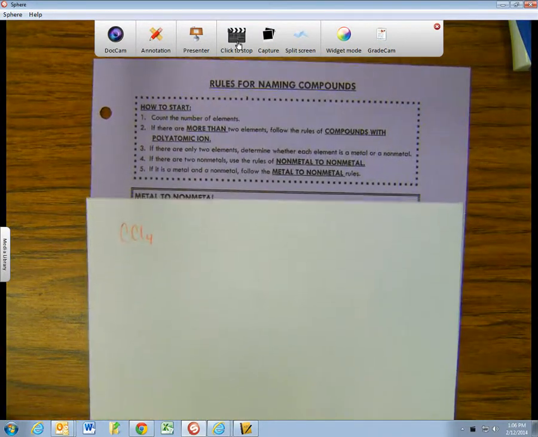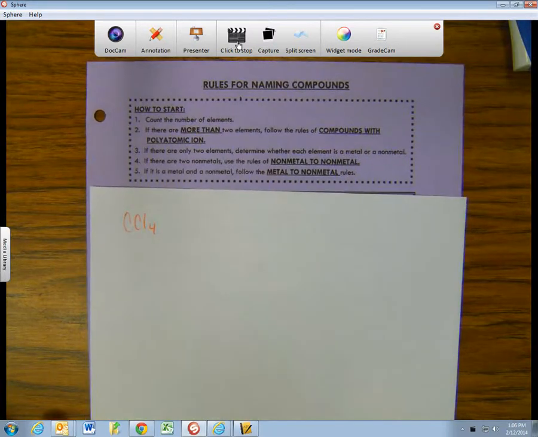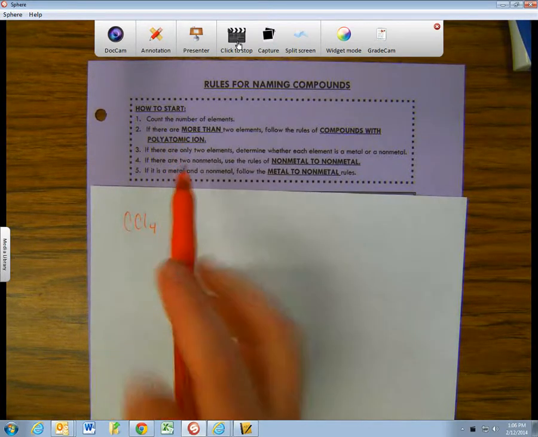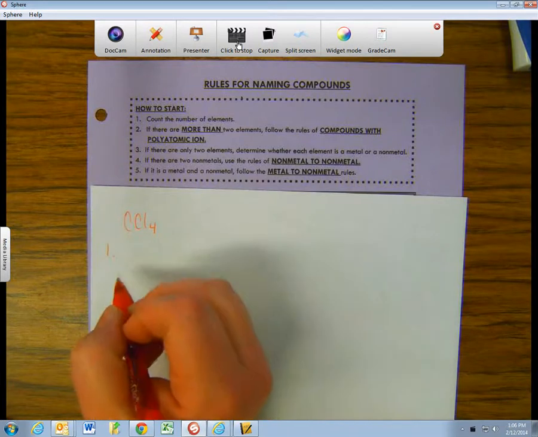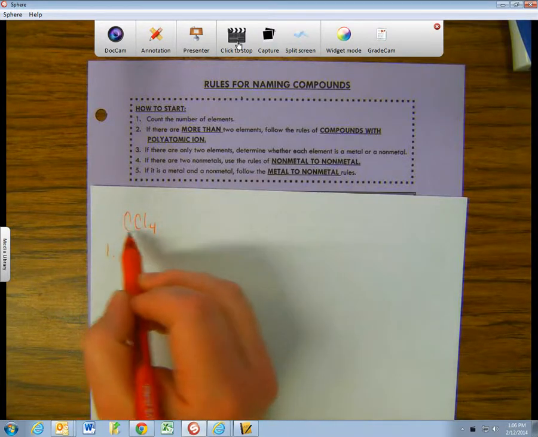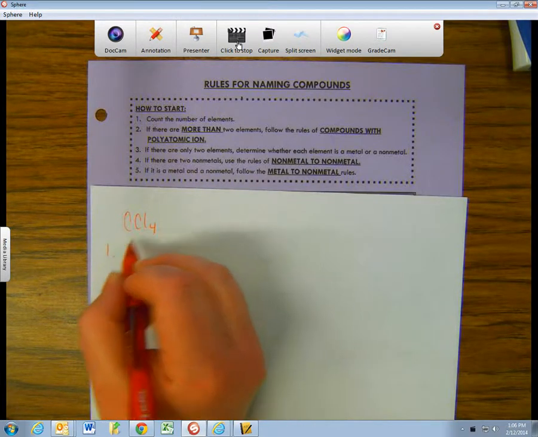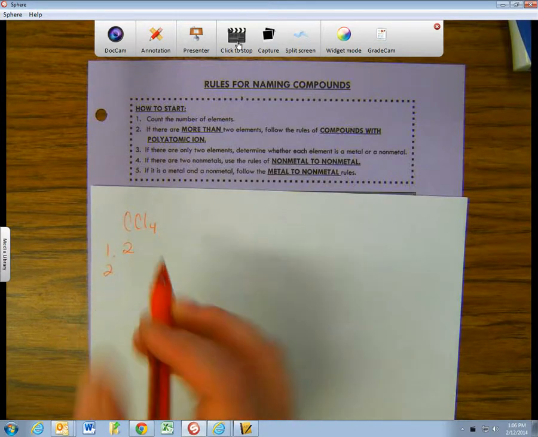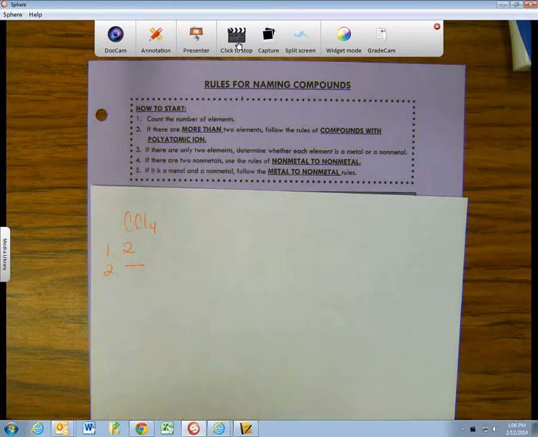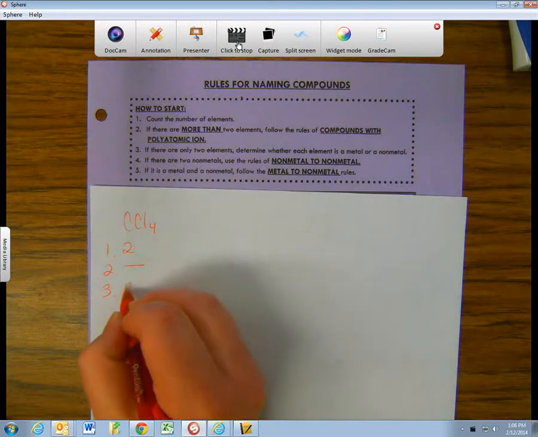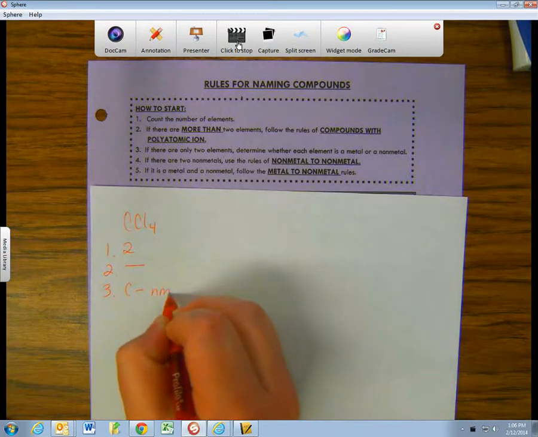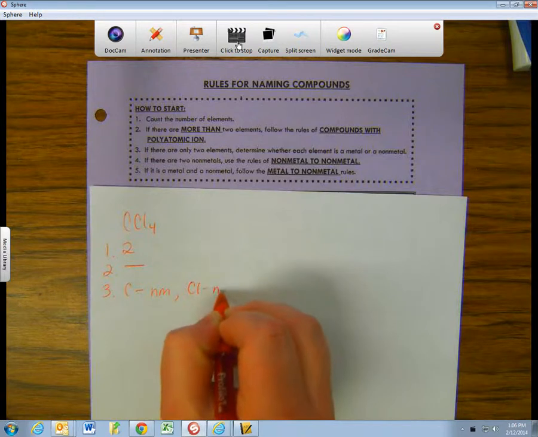The first step is count the number of elements. I have two different elements, C and Cl. Second step says if there are more than two, follow the rule. Nope, there are not more than two, so I'm just going to skip that one. Third step says if there are only two, determine whether each is a metal or a nonmetal. Carbon is a nonmetal, and chlorine is also a nonmetal.